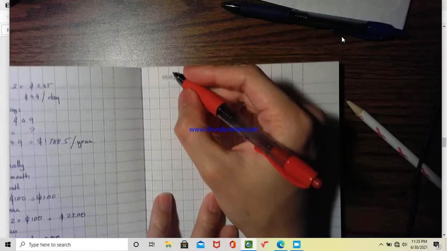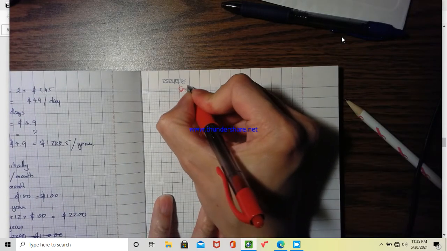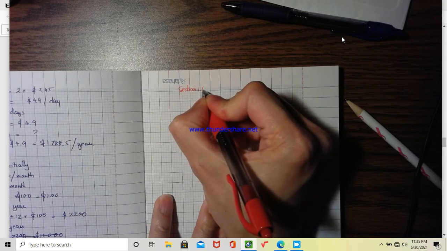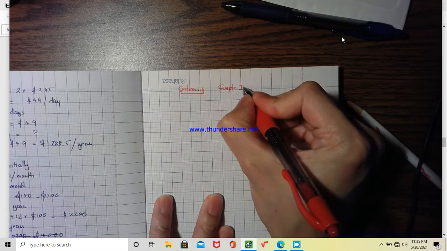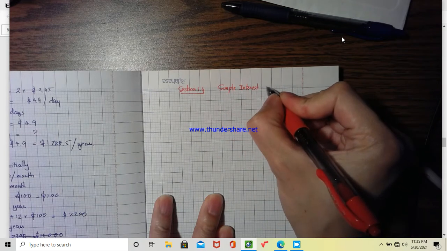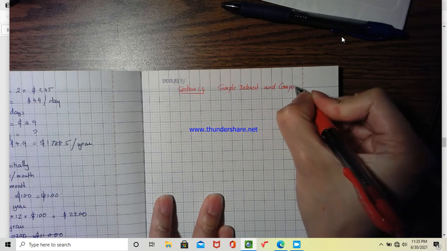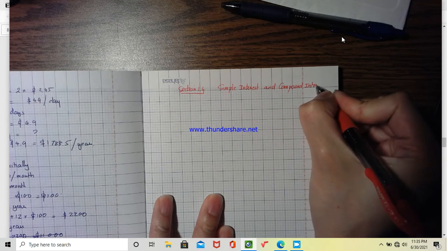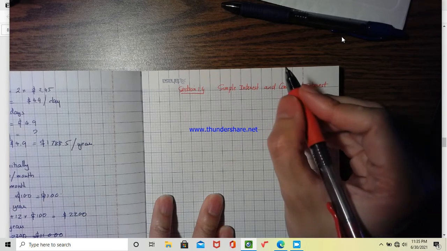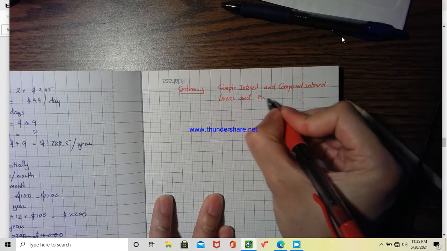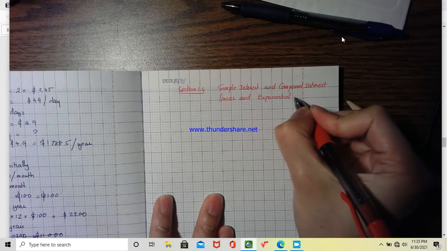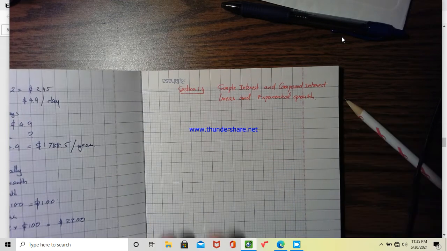So section 1.4. The topic today is simple interest and compound interest, and linear and exponential growth.